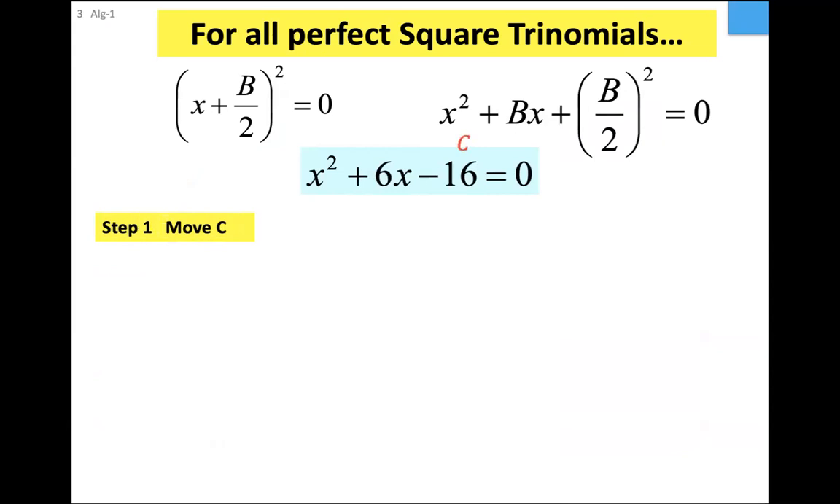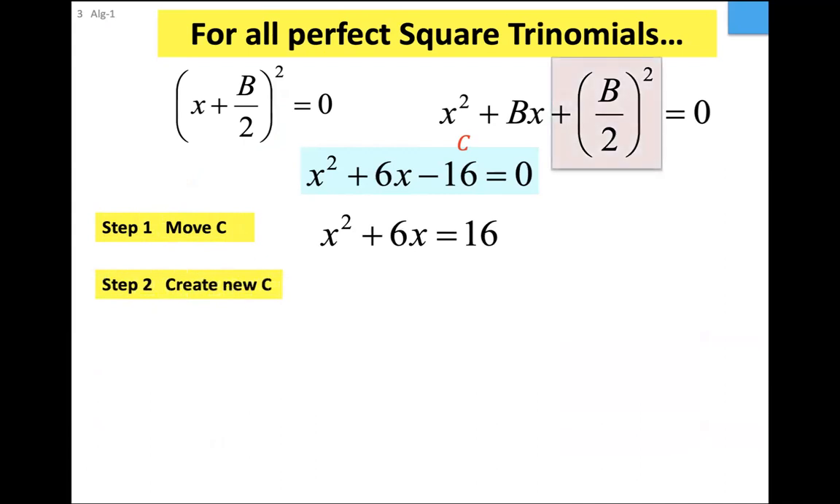C is -16. Add 16 to both sides. Step number 2, make the new C. The new C is sitting right there: B divided by 2 squared. B is 6. 6 divided by 2 is 3. 3 squared is 9. So I'm going to add 9 to both sides.